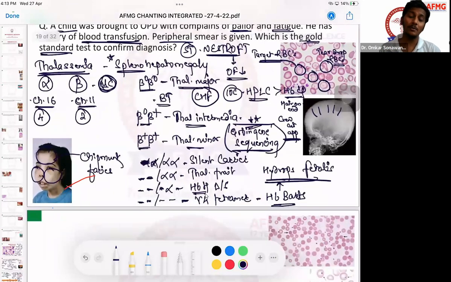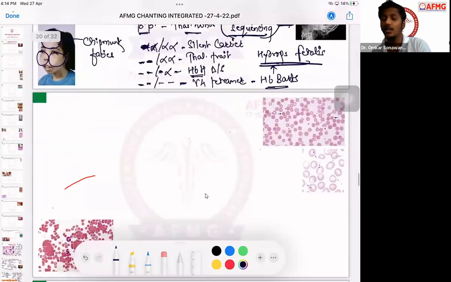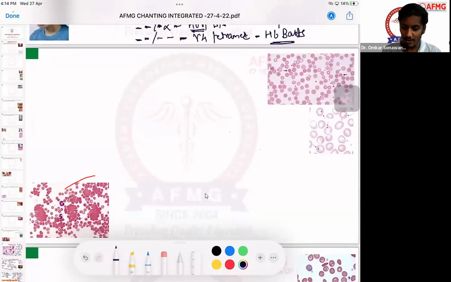Don't be adamant and don't mark HPLC again. It should be beta globin or alpha globin gene sequencing, because you can check the mutation itself and nothing is better than that. Next, moving further, just tell me one important answer.